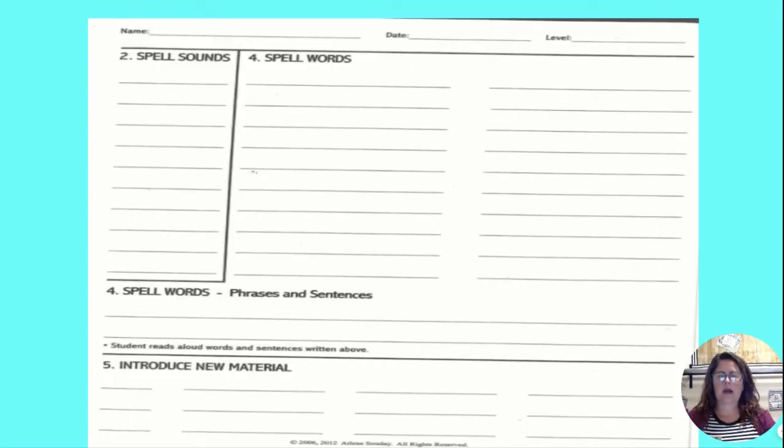Okay, now we're on to the spell sound section of the lesson. I'm going to say a letter or say a sound, and then you're going to write the letter that makes that sound. So I will say it, you will repeat it, and then you will repeat and write the letters that make the sound. If the student makes an error, try to correct them immediately.